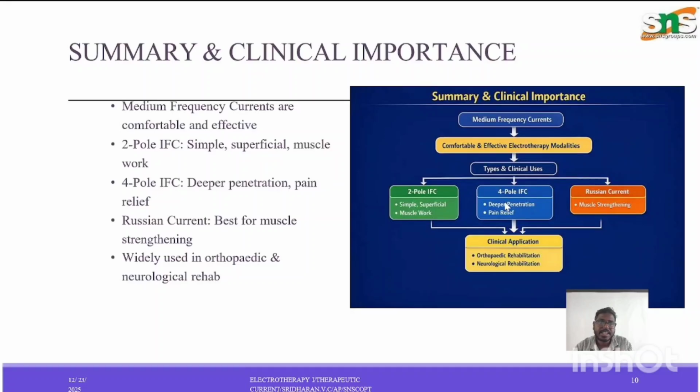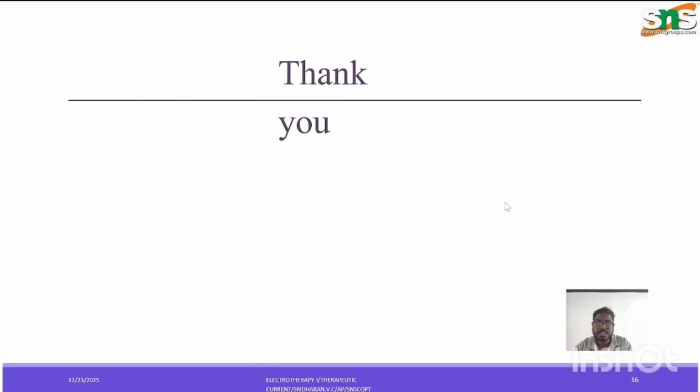The summary and the clinical importance of the medium frequency currents: they are comfortable and effective. Two-pole interferential current is simple, for superficial muscle work, whereas the four-pole interferential current gives deeper penetration and pain relief. Russian current is the best for muscle strengthening, widely used in orthopedic and neurological rehabilitation.